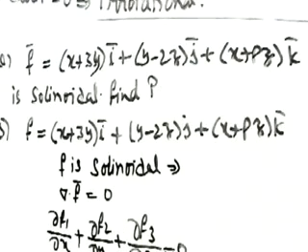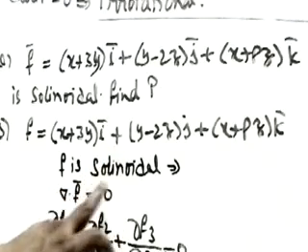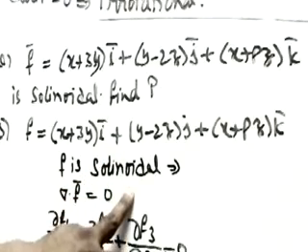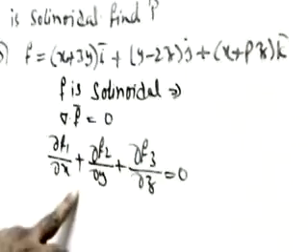Now see here, next question. If f equals x plus 3y i plus y minus 2z into j plus x plus pz into k is solenoidal, find p. So I wrote the value of f here. F is solenoidal, that means the dot product should be 0, divergence should be 0.